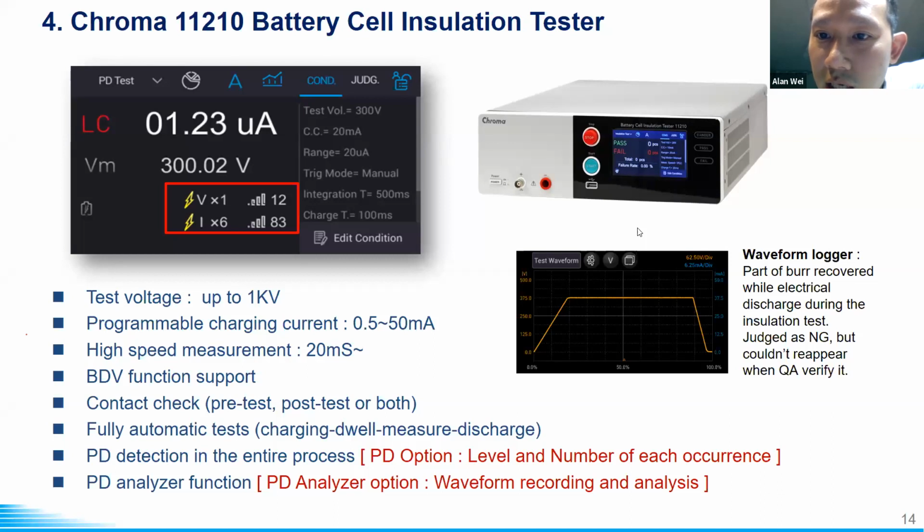Field is asking, does test voltage and dwell vary with cell capacity? Yes, it will be different. For the test voltage, it depends on the distance between the electrodes. And for the dwell time, yes, it will change depending on the capacitance you use.